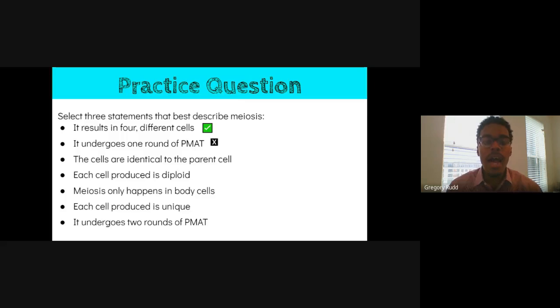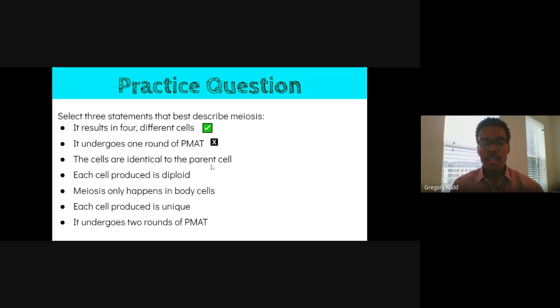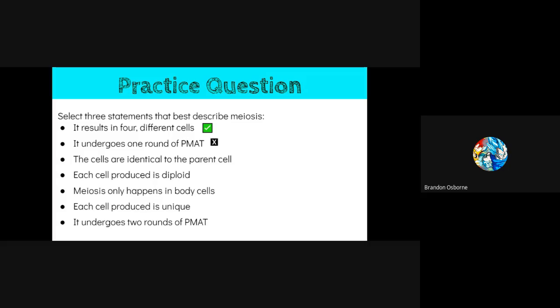Okay, this next statement says the cells are identical to the parent cell. Does that describe meiosis? The cells are identical to the parent cell. Is that true of meiosis? Say that again. This third statement here says the cells are identical to the parent cell. Does that describe meiosis? Yes.